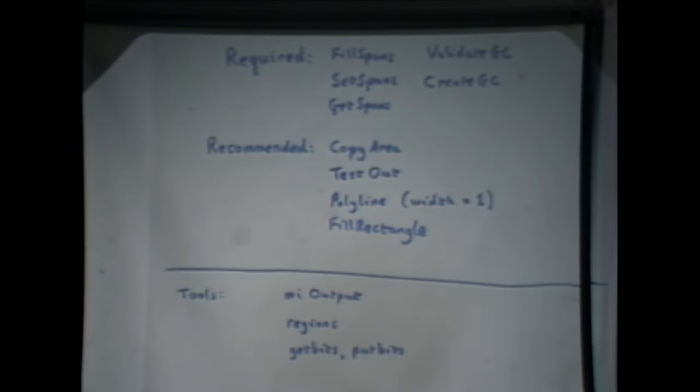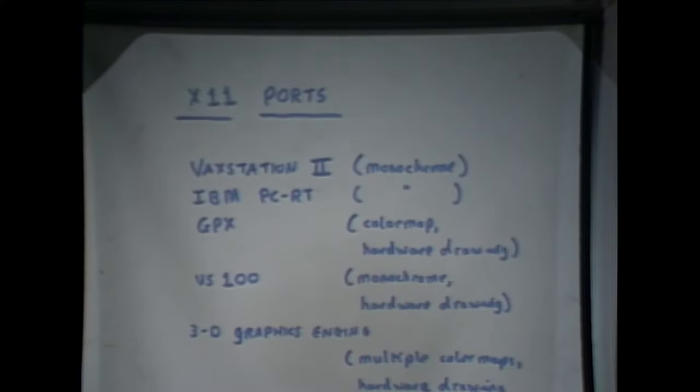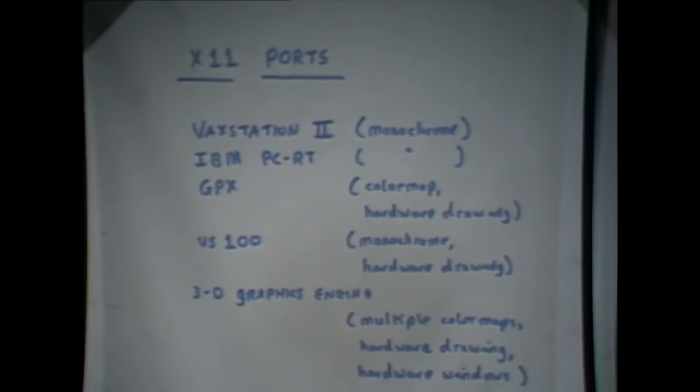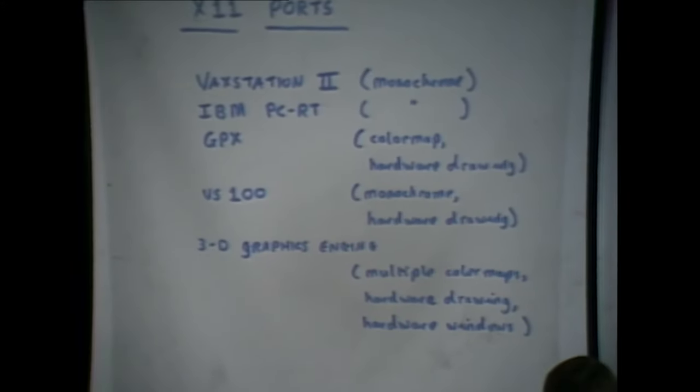And we have some evidence that this scheme works. All right. X11 has already been ported to several things, or partially ported. We run on the VAXstation 2 with the monochrome frame buffer. That's been our base development machine for the server. We run on the IBM PC RT, which is another monochrome frame buffer, but it's interesting because the bits on the screen are numbered differently. And it's been shown that by rewriting get bits and put bits, you just recompile and it runs.